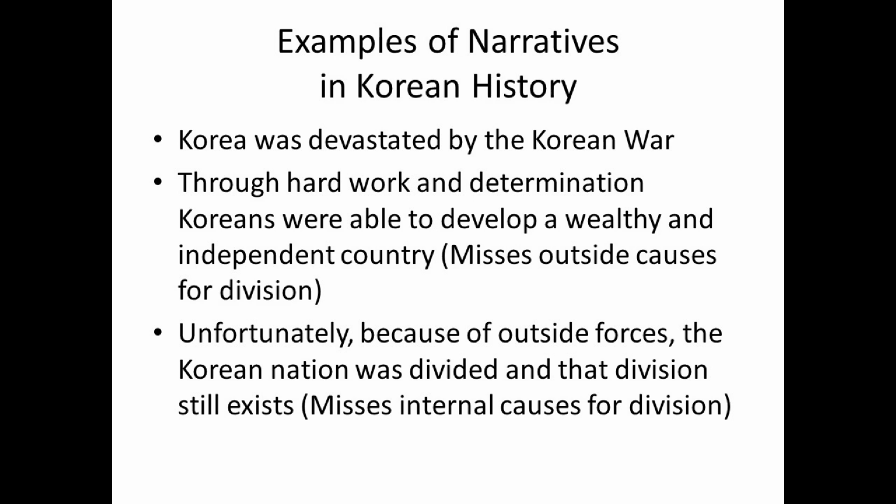these are some examples from a Korean perspective. This is after the Korean War, right? And so many South Koreans will say, our country was devastated by the Korean War, but through hard work and determination, Koreans were able to develop a wealthy and independent country. Now, there's a lot of truth to that. Koreans had to work very hard, right? And it was common because people would call this in the time period the miracle on the Han.